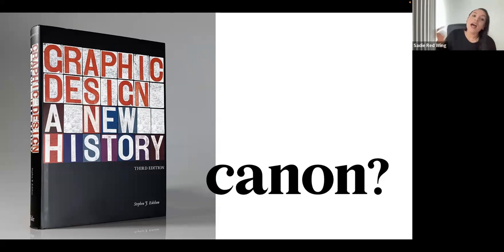So as a student, this was the main textbook that I used, or I guess was given to me in a sense of taking a graphic design history course. And anytime you're talking about graphic design communities or practices, you always hear about the canon. And usually the canon always starts out with the printing press, which I'll get to in a second.